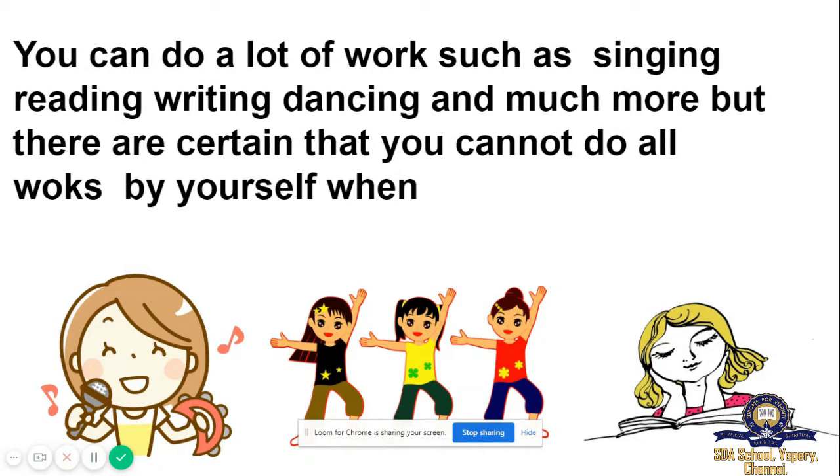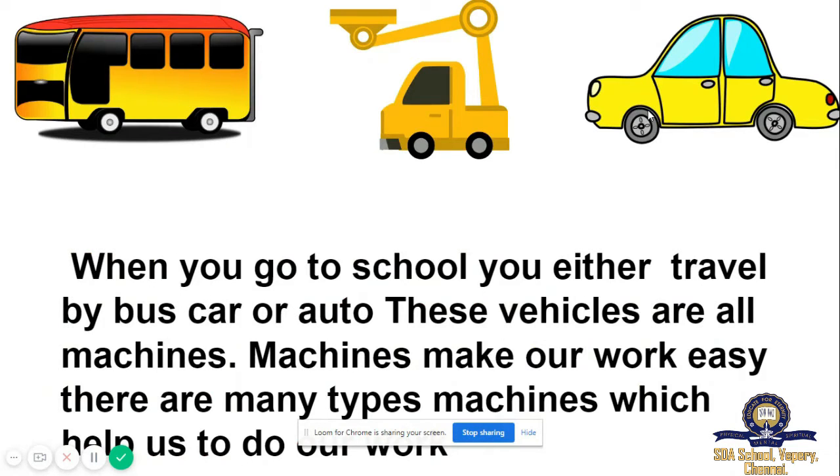As the picture shows, you can do a lot of work such as singing, reading, writing, dancing, and much more. But there are certain things that you cannot do all by yourself. What does this mean? It means we need some machine to work with us and help us.